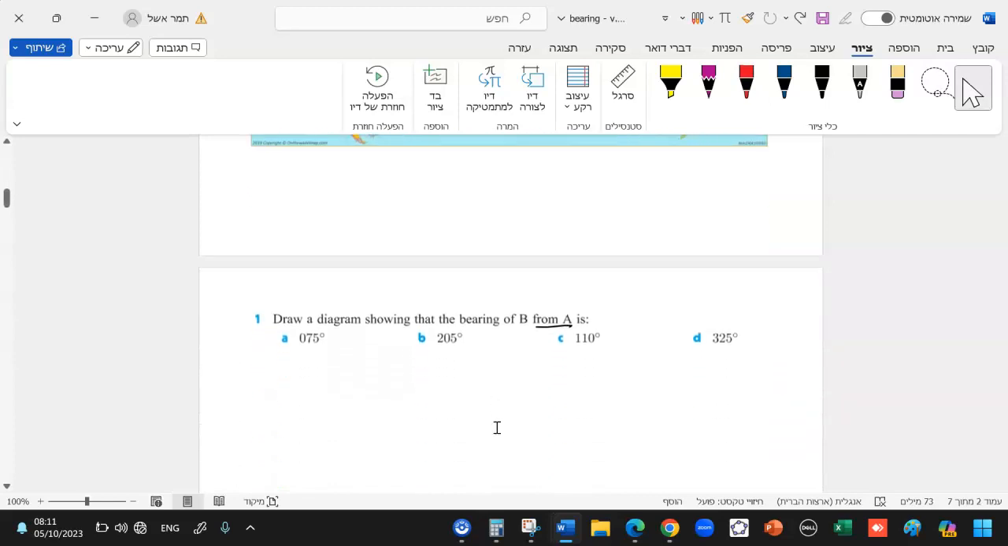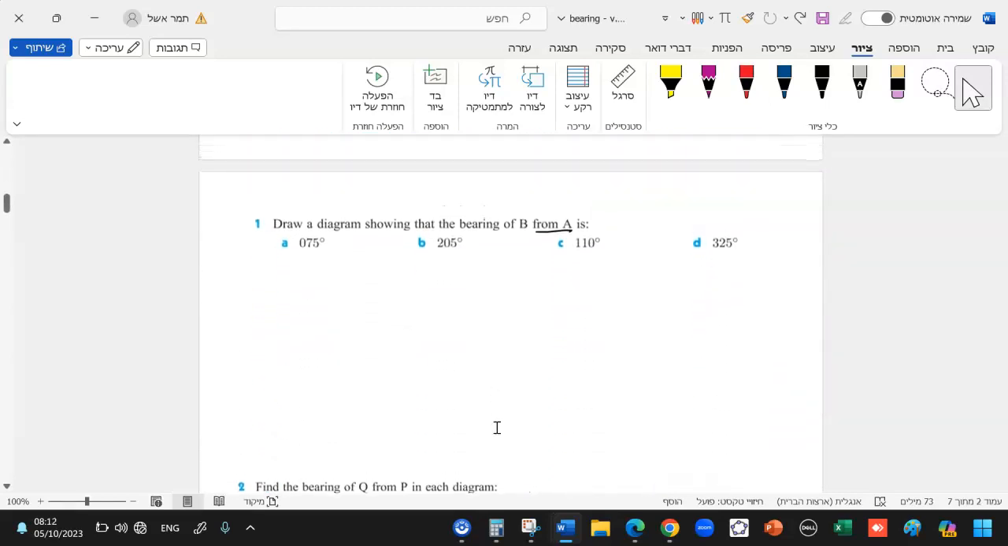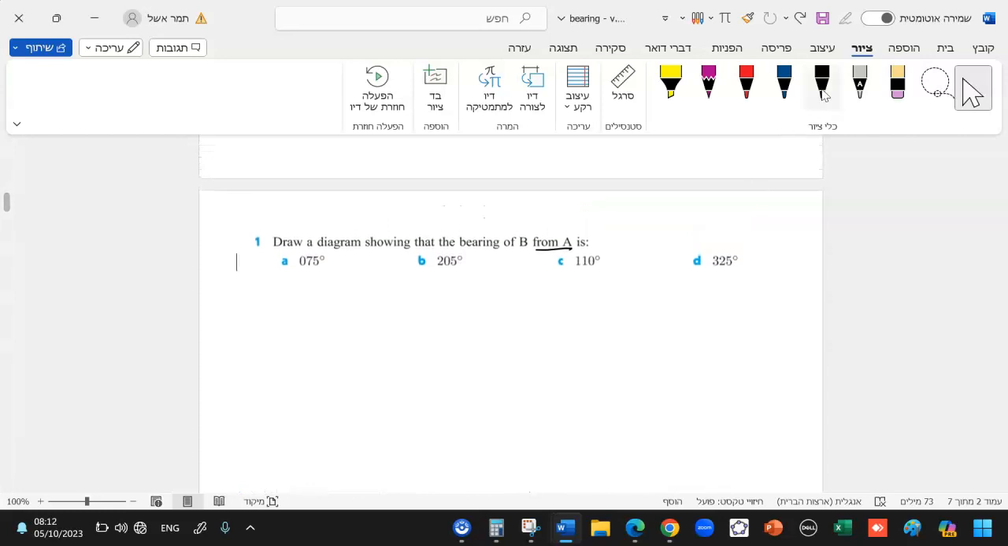Let's practice. These are questions from the book. I will solve some of them. Here we have to draw a diagram showing the bearing of B from A. So 075 means if this is A and we are going to B, we start with the north, and 75 is around here. B must be on this direction.